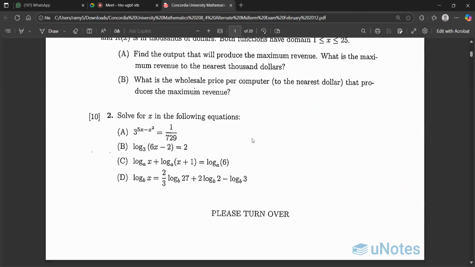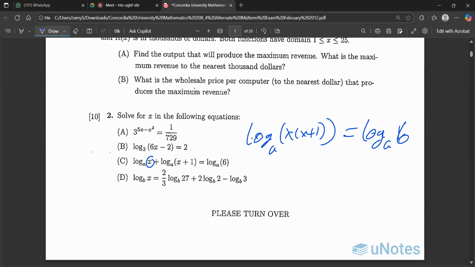Next, C. Now we have log A plus log A, so it will be log just 1A, and then x multiplied by x plus 1 equal to log A 6.